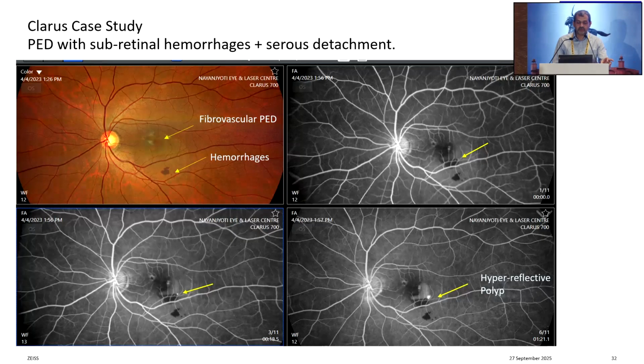So now here is what I was talking of, that you can magnify the image from the complete to the macula only, and there will be no pixelation. So you can see this is a case of PED with subretinal hemorrhage, serous detachment is there, and this machine, because it captures things beautifully, you can even see a hyperreflective polyp, which is responsible for this.